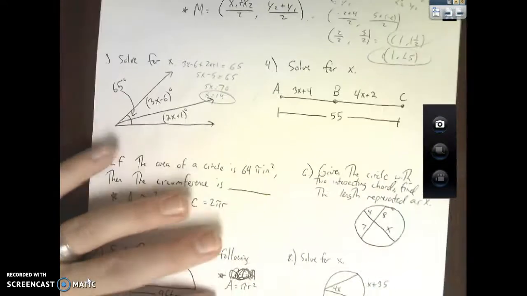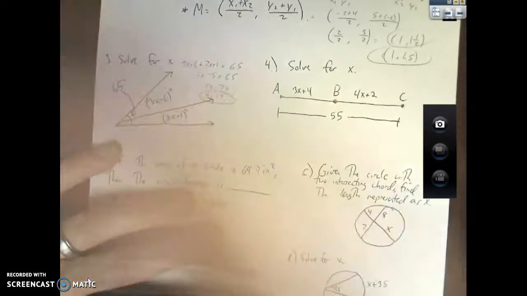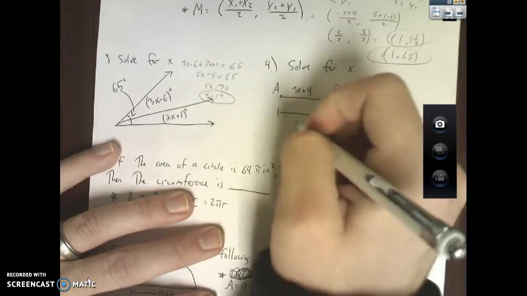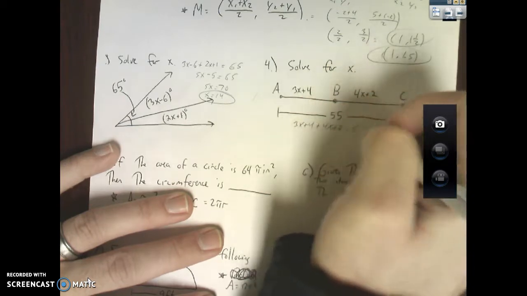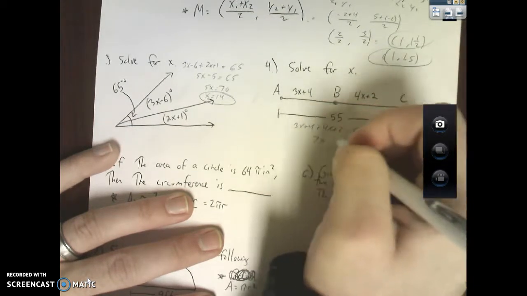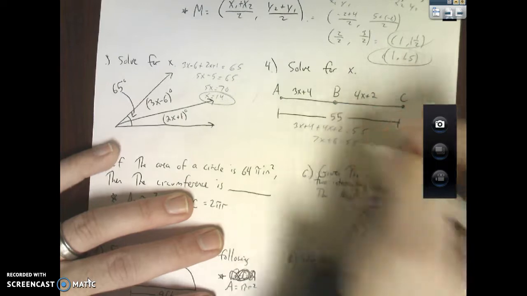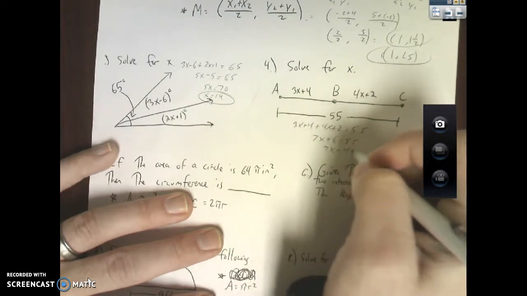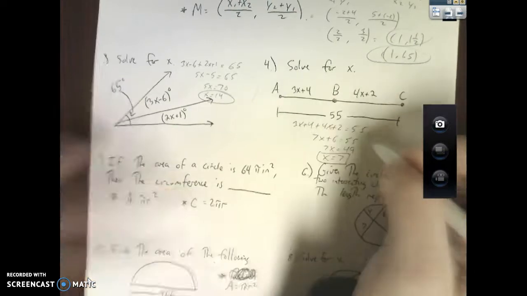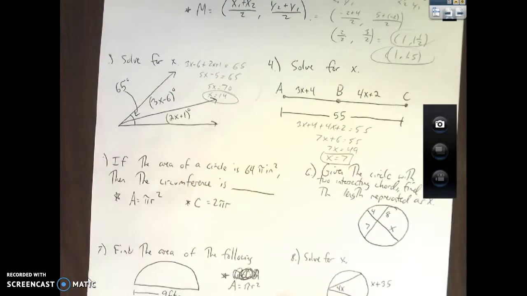Number 4 is basically the same problem, but instead of angles, it's segments. So this plus this equals that. 3x and 4x is 7x, 4 and 2 is 6. Subtract 6 over. 7x equals 49. X equals 7. Okay.